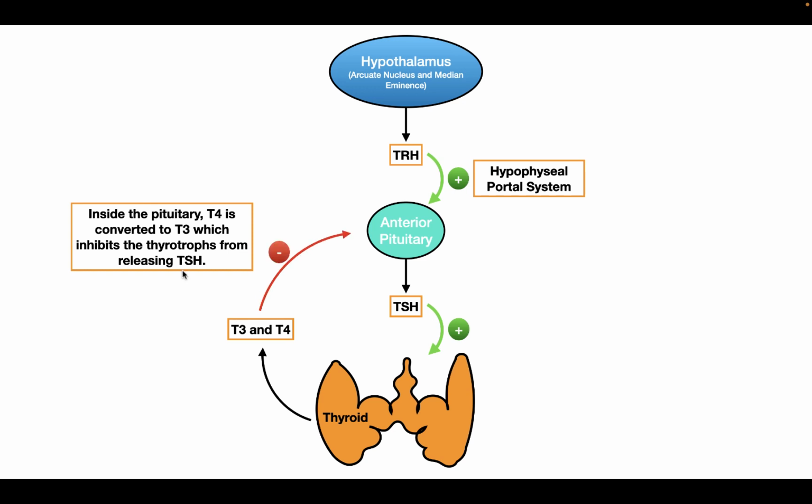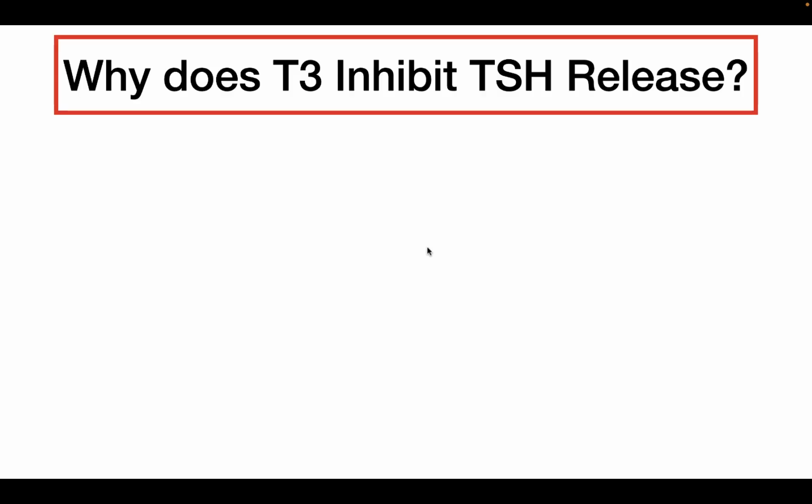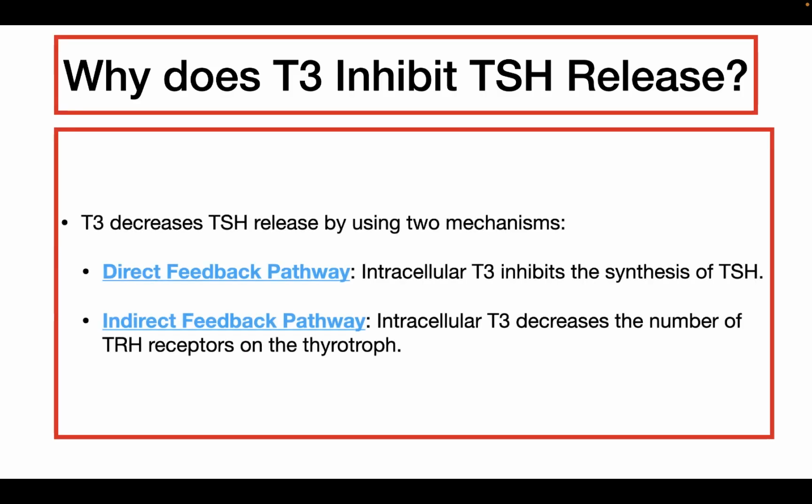So the T4 that is released by the thyroid gland is going to be converted to T3 in the anterior pituitary. And this T3 that enters into the anterior pituitary, along with the T3 that was released by the thyroid gland, is going to inhibit the anterior pituitary from releasing TSH. So how does T3 do this? T3 is going to work through two mechanisms on the anterior pituitary.